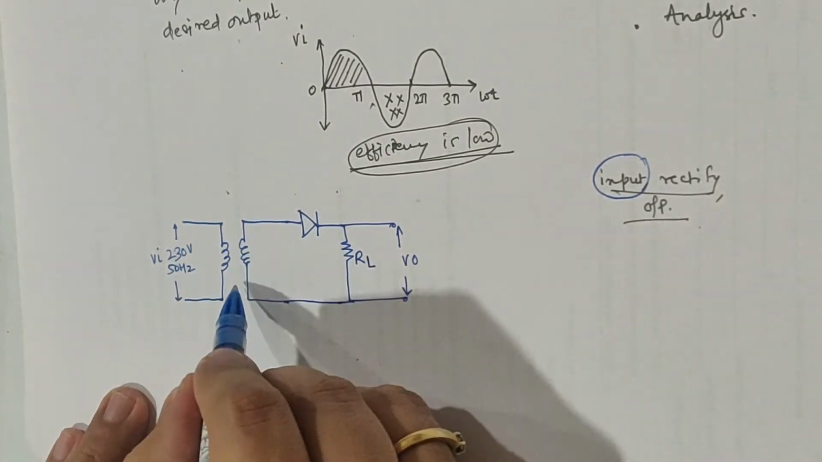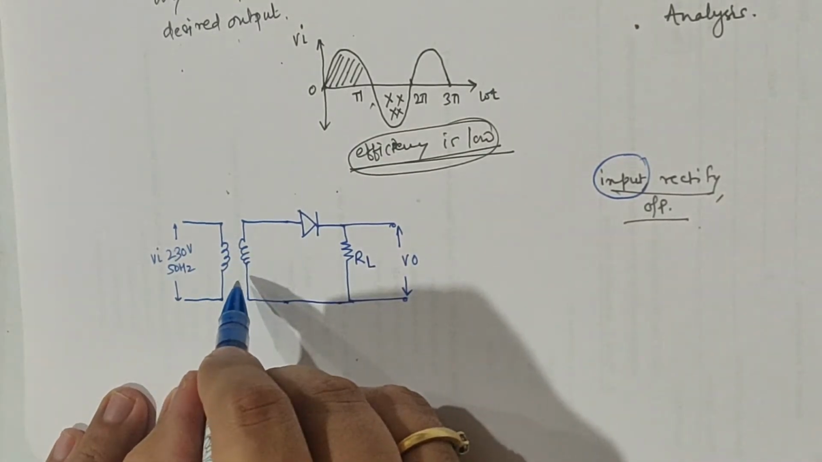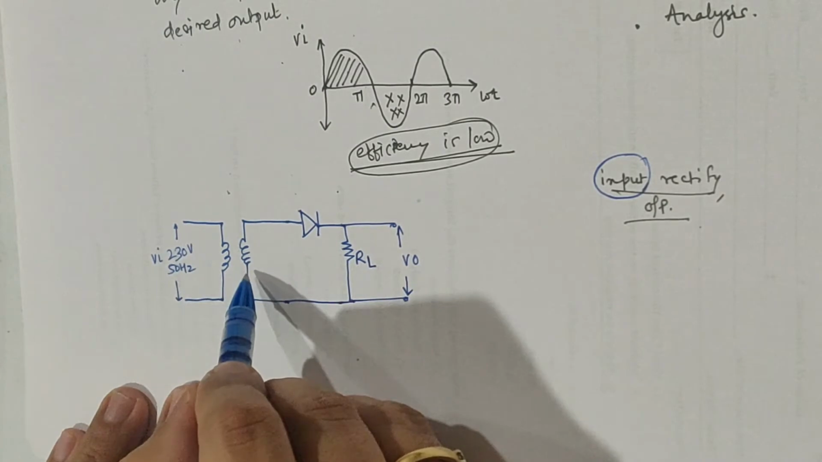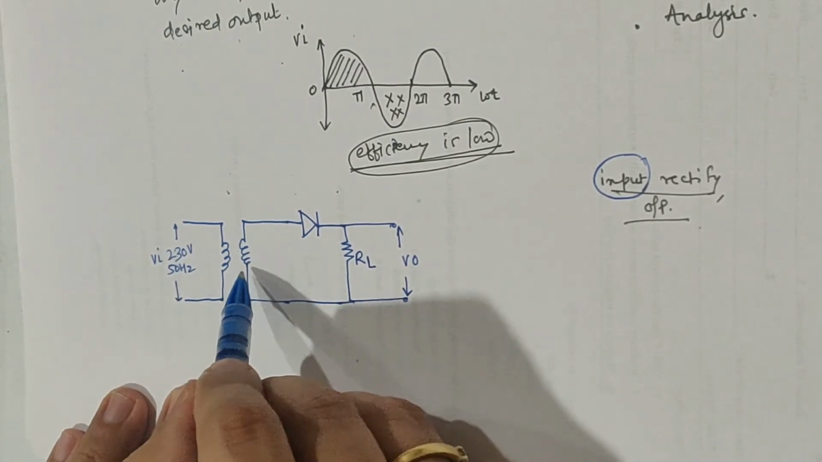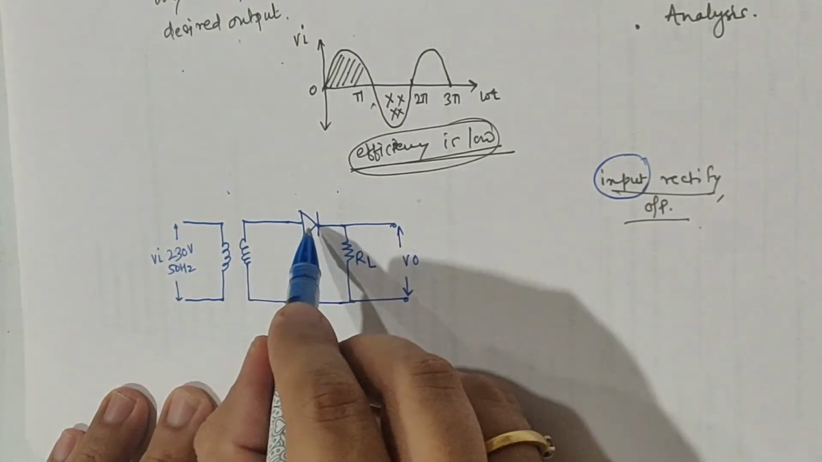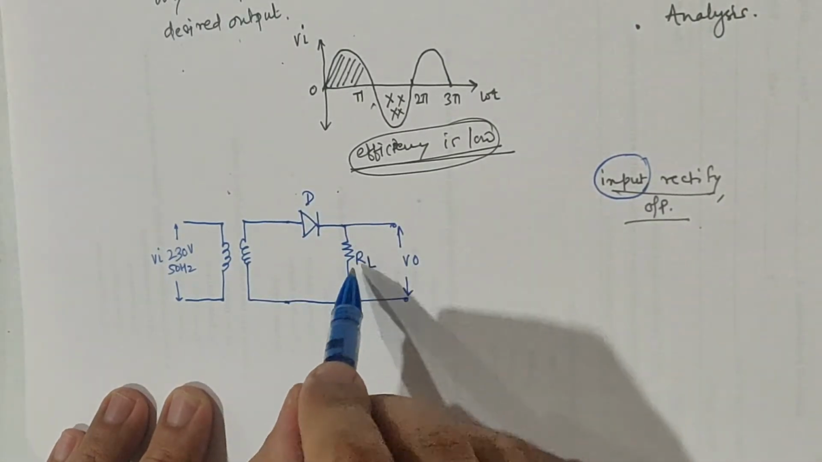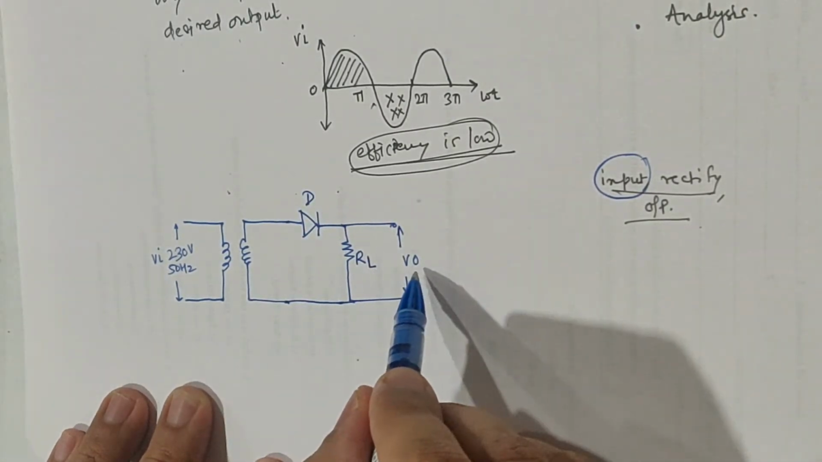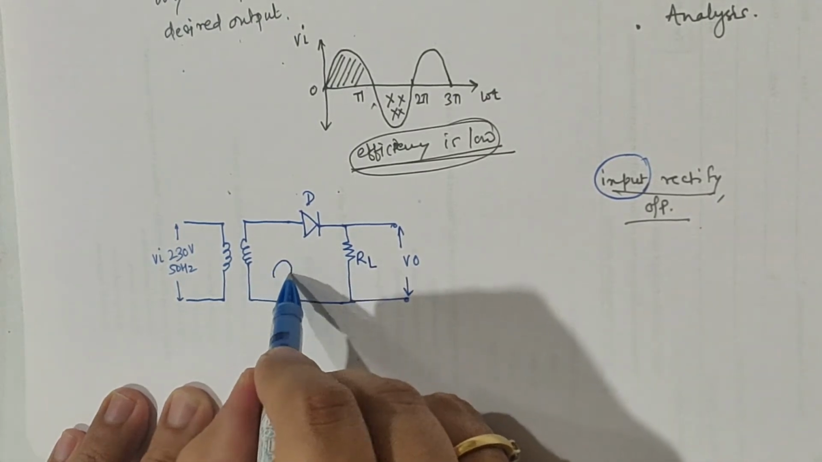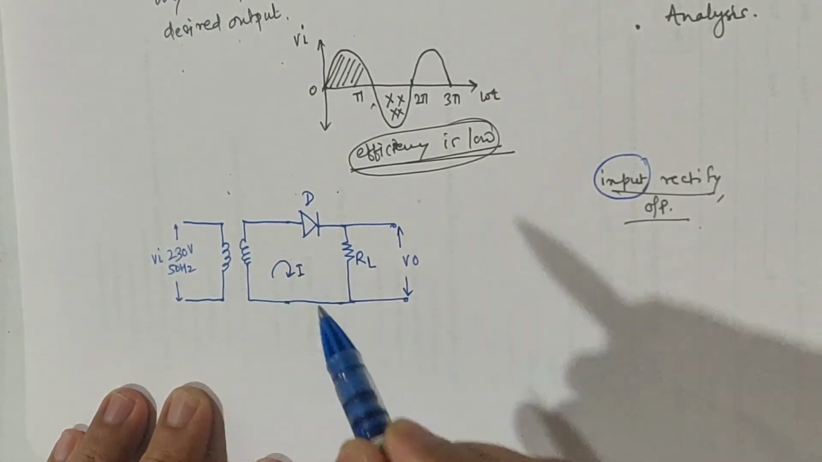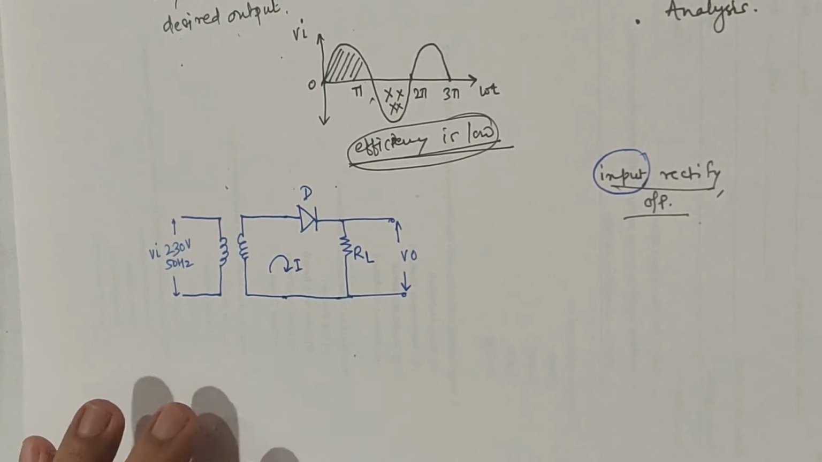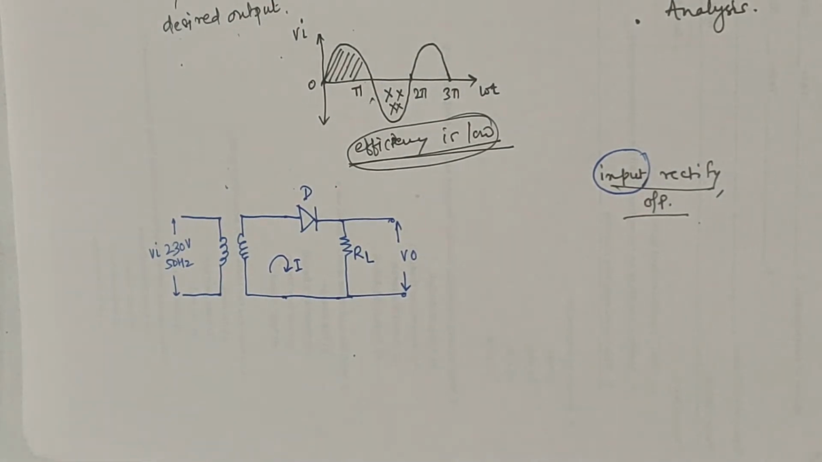So input is VI. I have used a transformer which is a step down transformer. So this 230 volt will be stepped down by the turn ratio, and that will be given to the diode. Let us say diode is D, and across load resistance RL I will be getting the output called as V0, and I am considering that I will be the current flowing through the circuit.